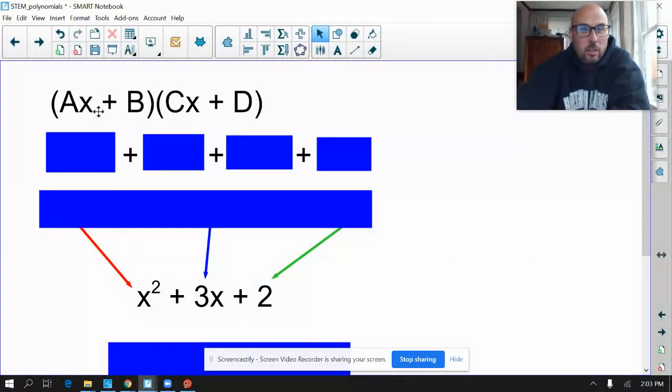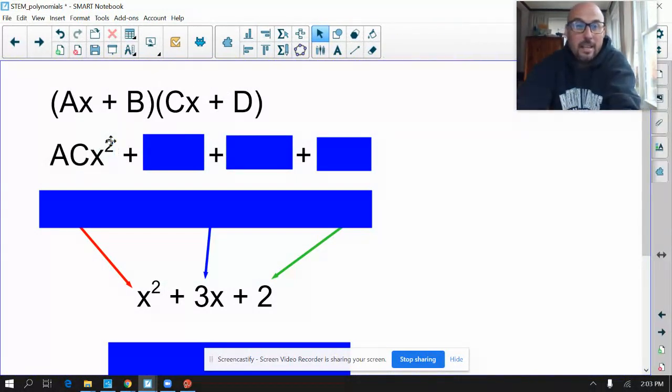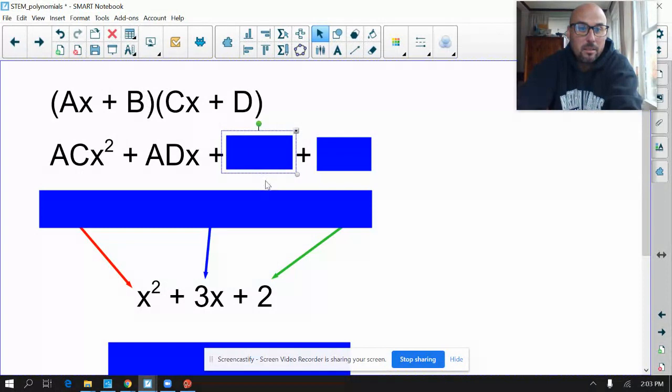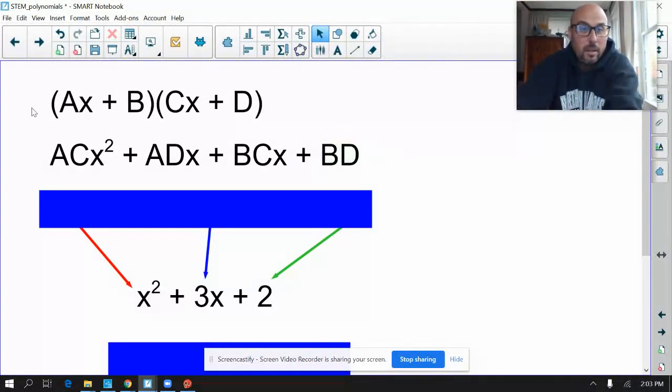So I'm multiplying two binomials. And A, B, C, and D could be any number, positive or negative or zero. They could be anything. So Ax plus B times Cx plus D. And if I were to multiply this, I would have to take Ax times Cx, which is AC x squared. So A times C x squared. I would have to do Ax times D, which is ADx. I would have to do B times Cx, which is BCx, and I would have to do B times D. So I would get four terms.